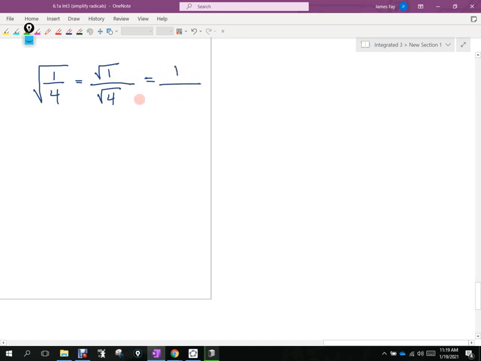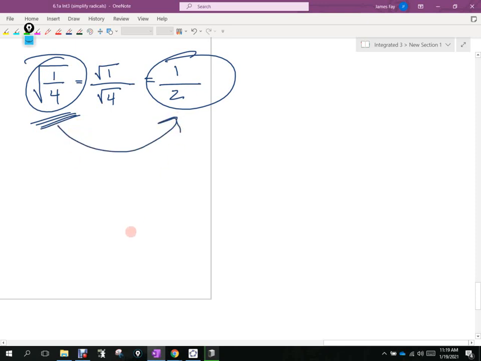What is the square root of 4? 2. So radical 1/4 is the same thing as 1/2. And see if that makes sense. So radical 1/4 is a symbol for that number. Okay? Meaning that when I take 1/2 times itself, I should get 1/4. I should get the radicand. What's 1 times 1? 1. What's 2 times 2? 4. Okay?